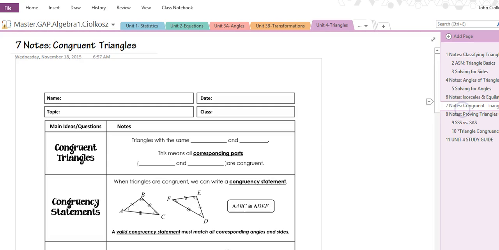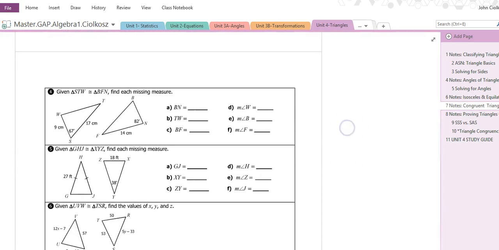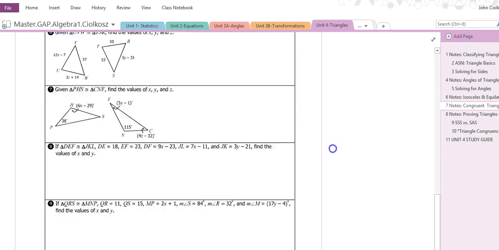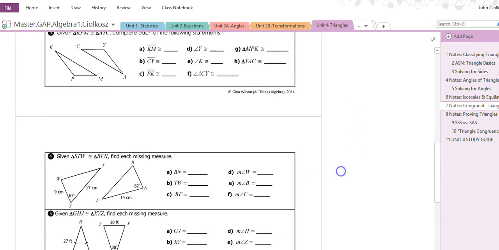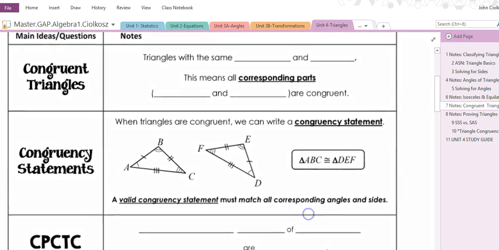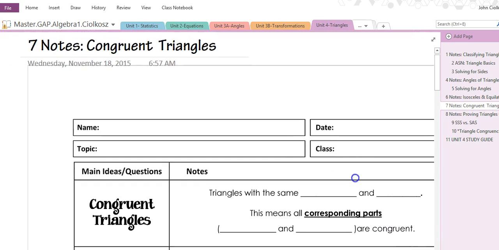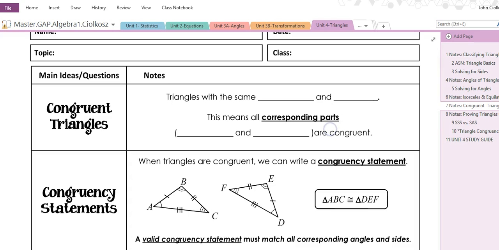Moving on to our next set of notes here, we're going to look at 7. So let's see here. We'll do a bit of these together. Alright. Big idea here, congruent triangles. So again, we're in 7. Okay, so congruent triangles. Triangles with the same sides and angles. Basically means everything is the same.